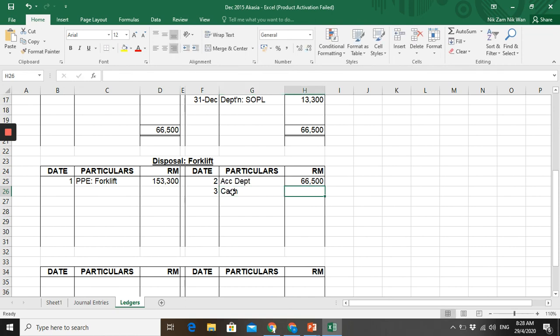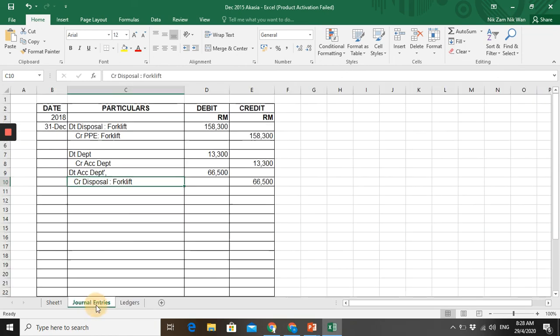Okay, so sold for cash, the journal entry, debit cash, sebab bila you jual, mesti dapat duit. Debit cash, credit disposal, the amount is 88,500. Okay, so we don't show our bank account here. So the journal entry will be debit cash or bank. Duit yang you terima bila you jual 88,000. Where do you credit? You going to credit your disposal account for forklift. Amount is 88,000. Okay, so it depends on your method of settlement.